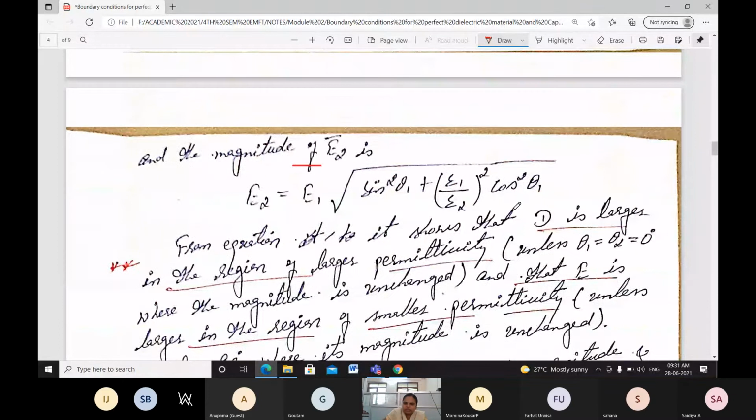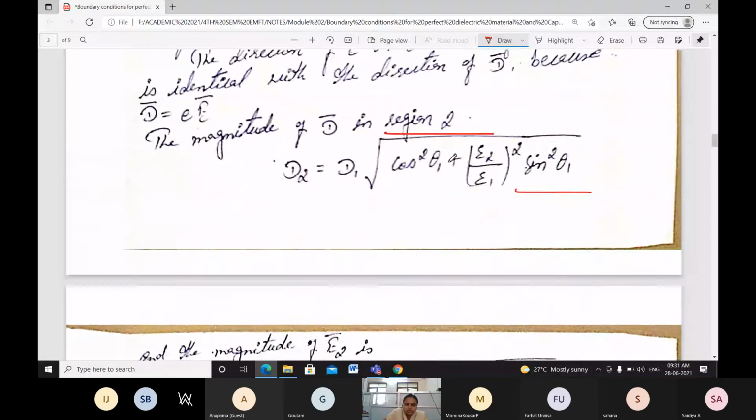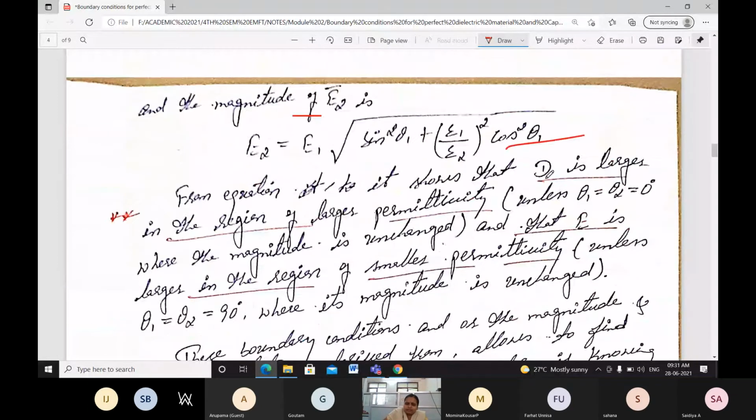The reverse of this is the equation you are taking. From these two equations, it is showing that D is larger in the region of larger permittivity, unless theta 1 and theta 2 are equal to 0, where the magnitude should remain unchanged. And E is larger in the region of smaller permittivity, unless our angles theta 1 and theta 2 are equal to 90 degrees, where also its magnitude should not change.